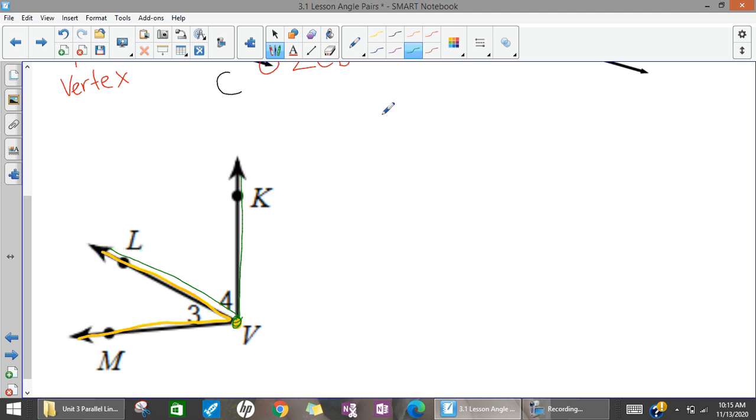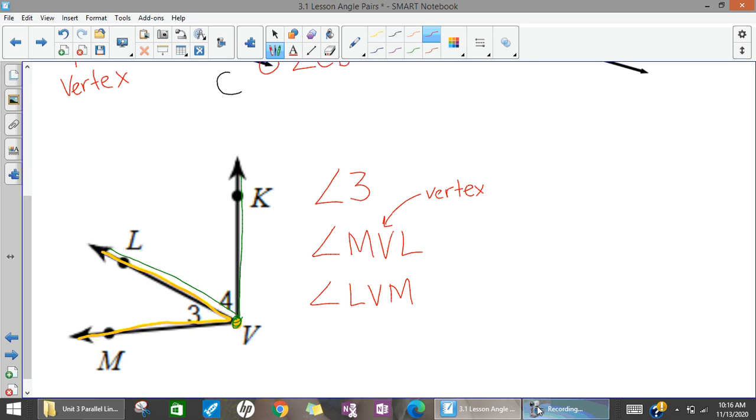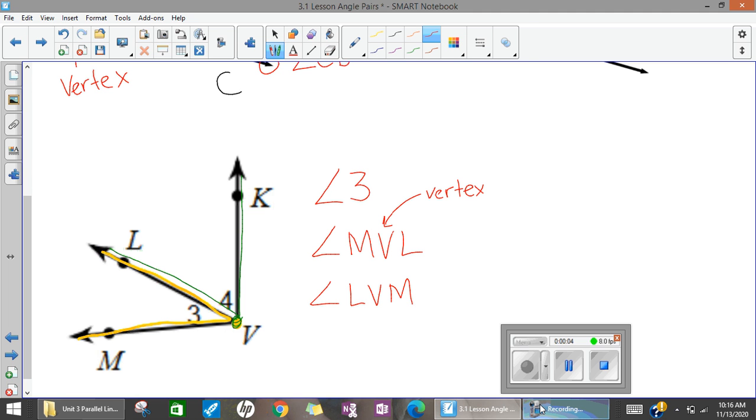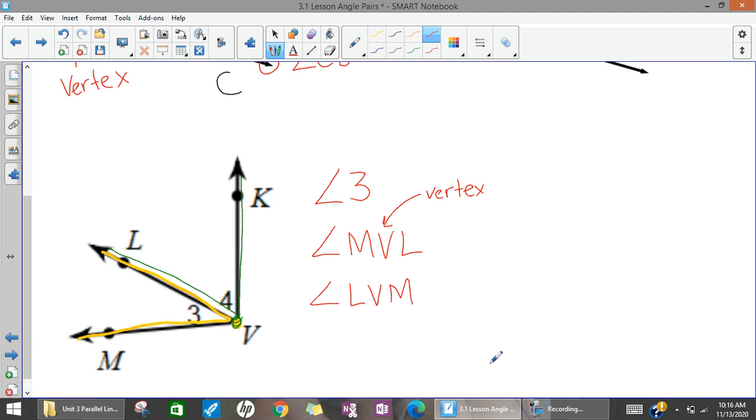I'm going to name the yellow one. I'll use red though, it's easier to see. So I can name the yellow one either angle 3 because there's a 3 inside of it, or I can name it angle MVL. Notice the vertex letter is in the middle. Or I can name it the other way. Maybe I want to start with L and call it LVM. So just be careful that you use the vertex letter in the middle, and if there are multiple angles sharing a vertex, you don't just use that letter. You have to be more specific, maybe using one of those two.